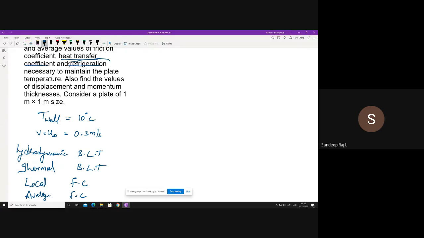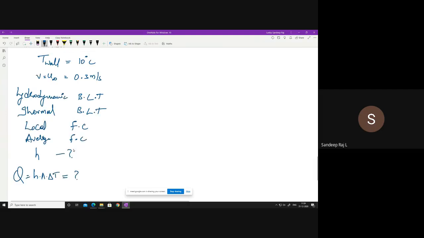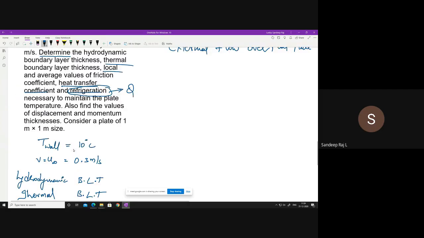What is the meaning of this refrigeration? It is the kind of cooling you have to supply. So simply he is asking Q is equal to H into A into delta T. That is the refrigeration meaning.